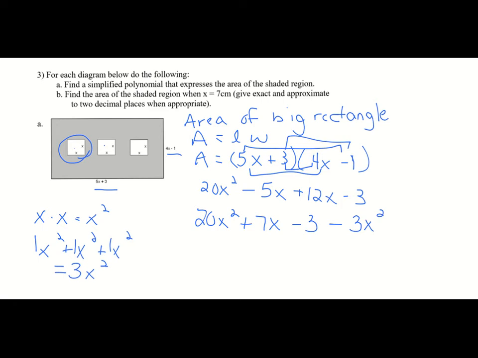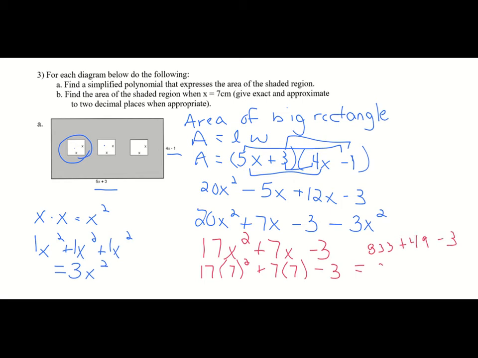So now when I do that, my final formula is 20x squared minus 3x squared will give me 17x squared plus 7x minus 3. And now I need to substitute in 7 for x, because they said to plug in 7. And when we do the math here, I'm kind of running out of room, but 7 squared is 49. 17 times 49 is 833. And then 7 times 7 is 49 minus 3. So our final answer is 879, and it was area, so it's going to be centimeters squared.